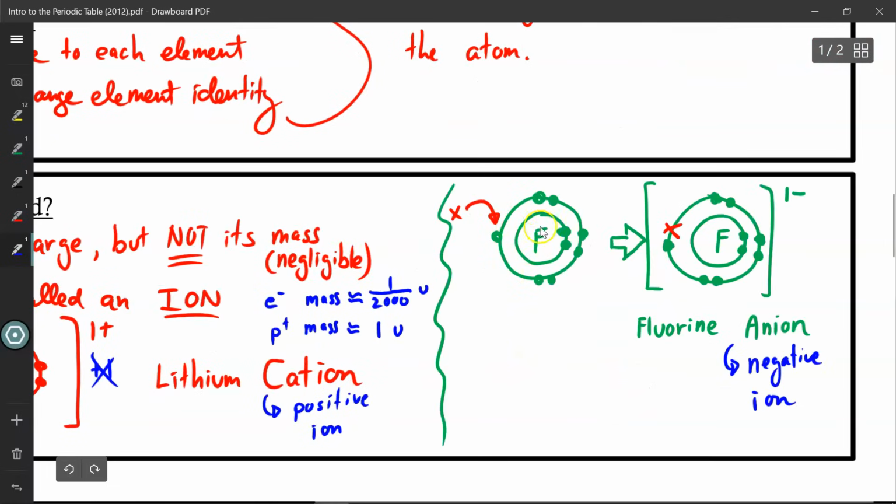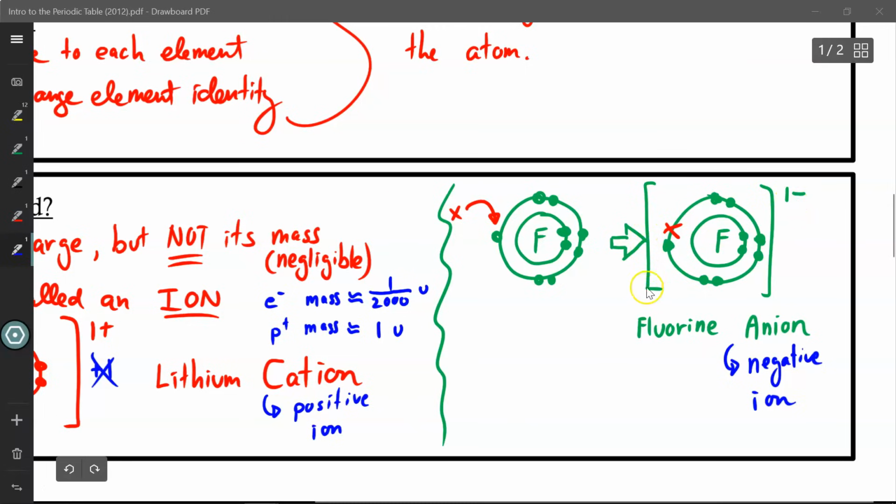Now, in the case of fluorine, if it gains an electron, it will become more negative, because remember, electrons are negative, so if you gain a negative particle, you become more negative. Since the fluorine gained one extra negative particle, its valence charge is a 1 minus. Again, don't forget to put the charge behind the number 1.